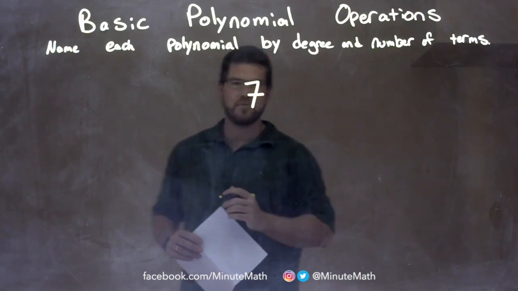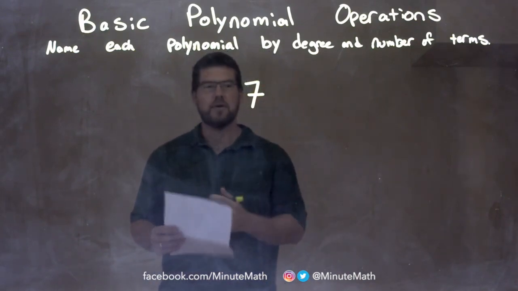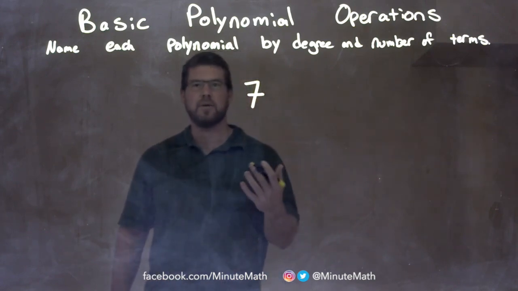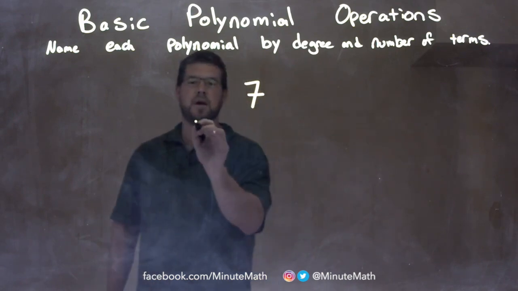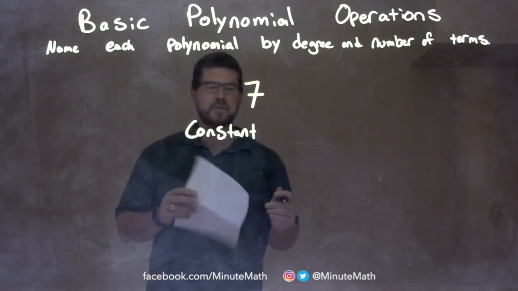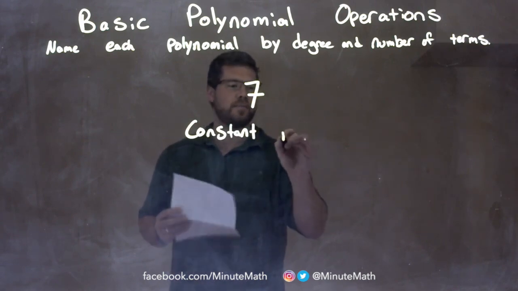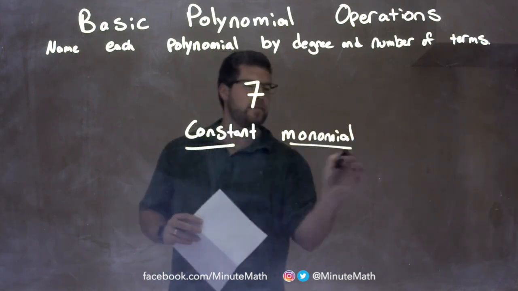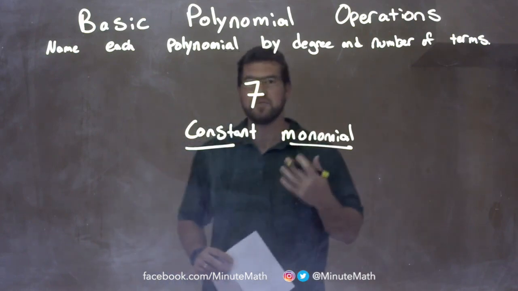At first, this looks simple. It's just the number 7, but we have to classify this as a polynomial. So 7 itself, there's no variable next to it, so we don't really have a degree. But 7 itself is a constant, so it's a constant. Now, how many sections do we see? We just see one section, so it's a constant monomial. 7 being a constant, monomial, one section.